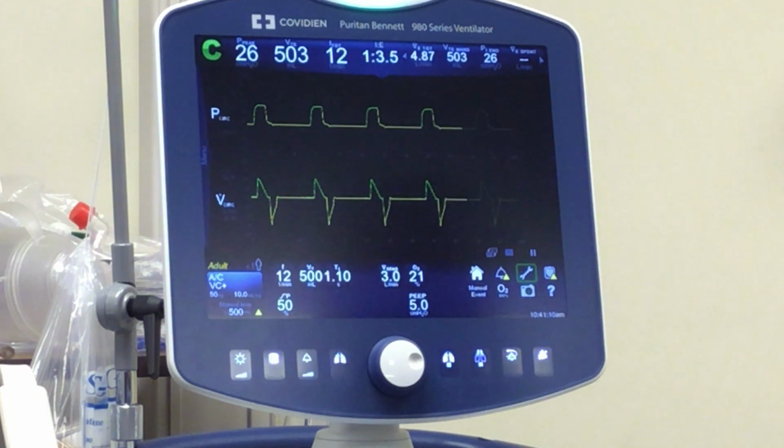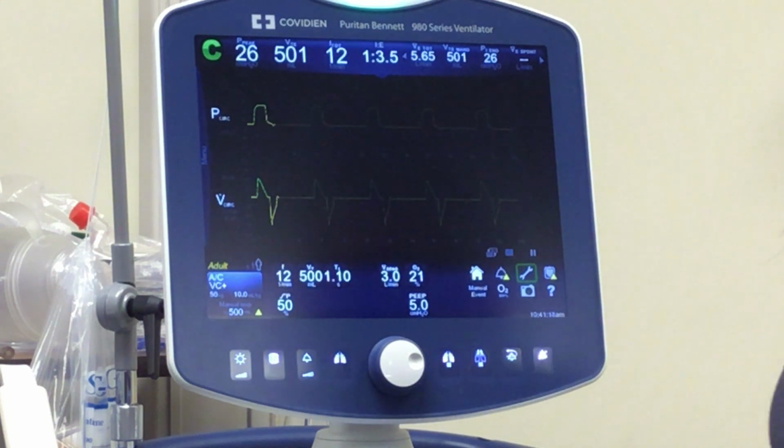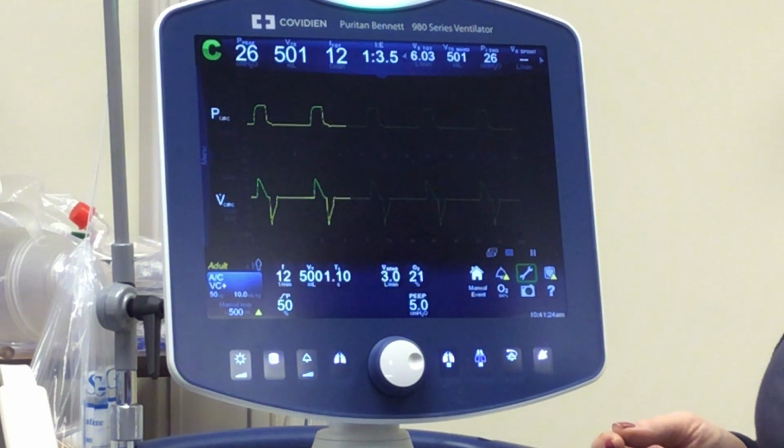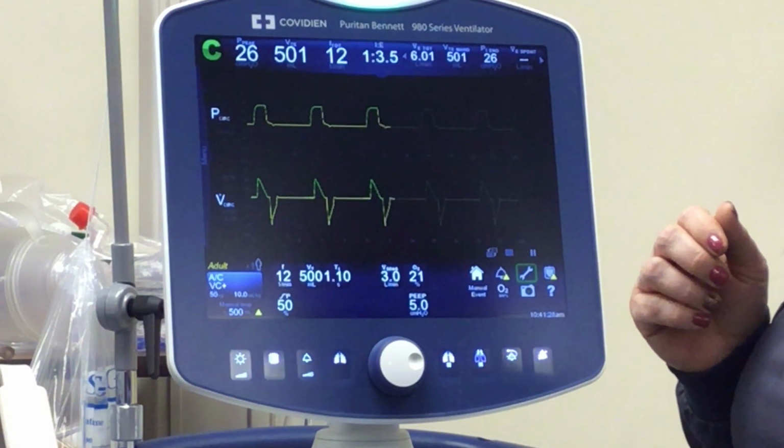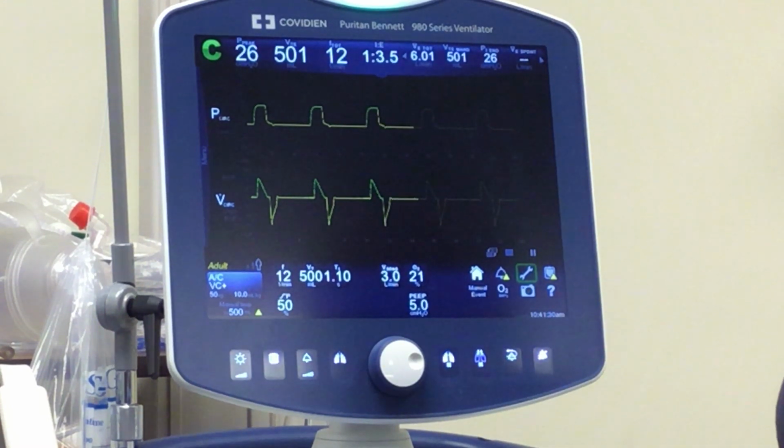To blow off CO2, we can... Would it be the rate? Yeah. Because there are things that we can control in here because we're in a control mode. We can adjust the tidal volume, which we already did. And then we can adjust the respiratory rate to make the ventilator breathe for the patient at a faster speed.